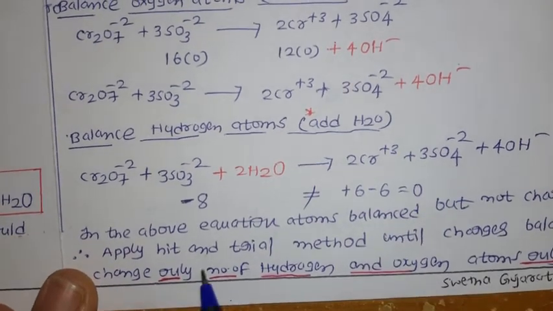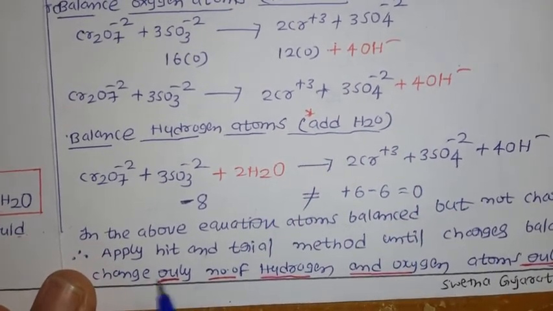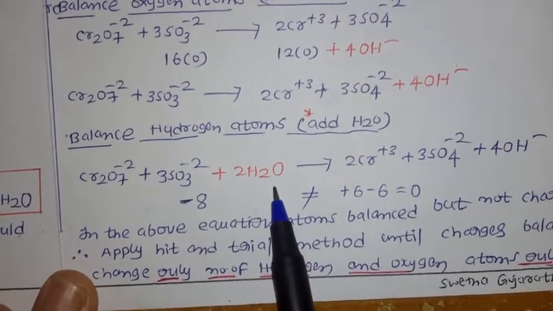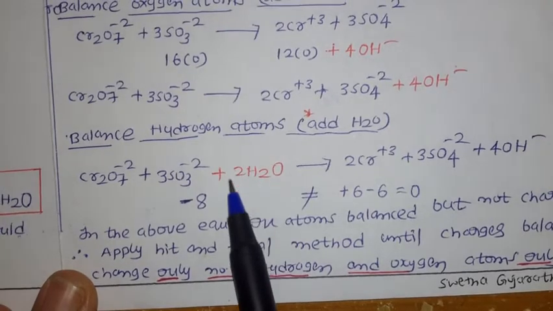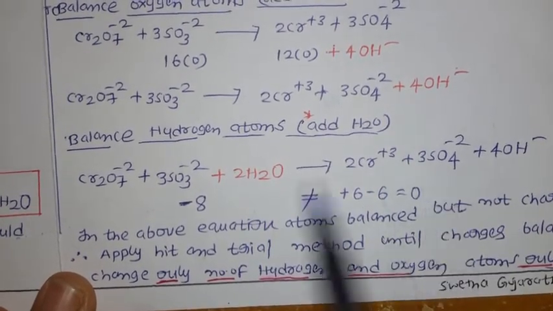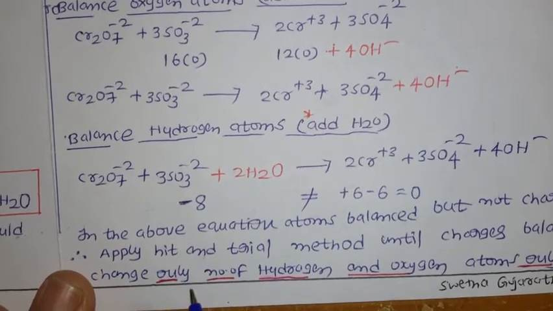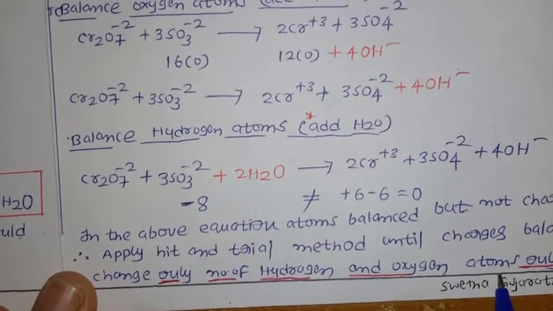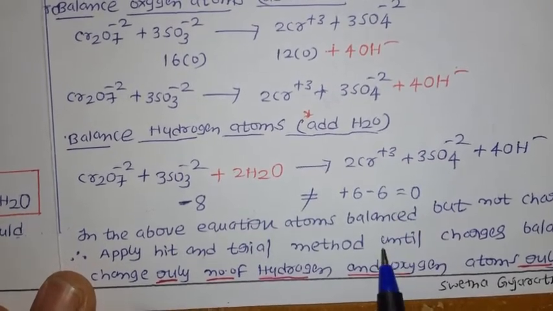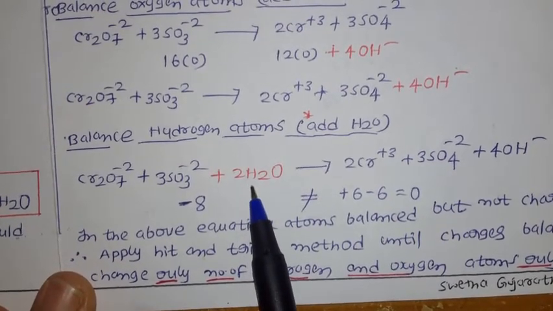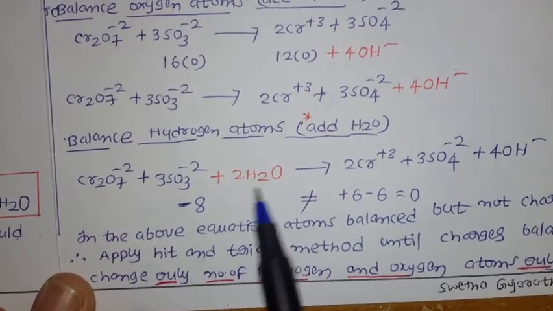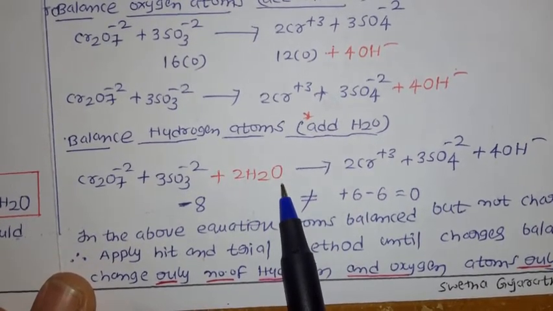So apply the hit and trial method until charges balance. Hit and trial method means simply you have to change the coefficient of H2O and OH minus only. You should not touch the other coefficients. So change only the number of hydrogen and oxygen atoms. You check whether this number is suitable or not. Next, if 2 is not suitable, go for 3, then 4, 5, 6, like that. You keep on changing.